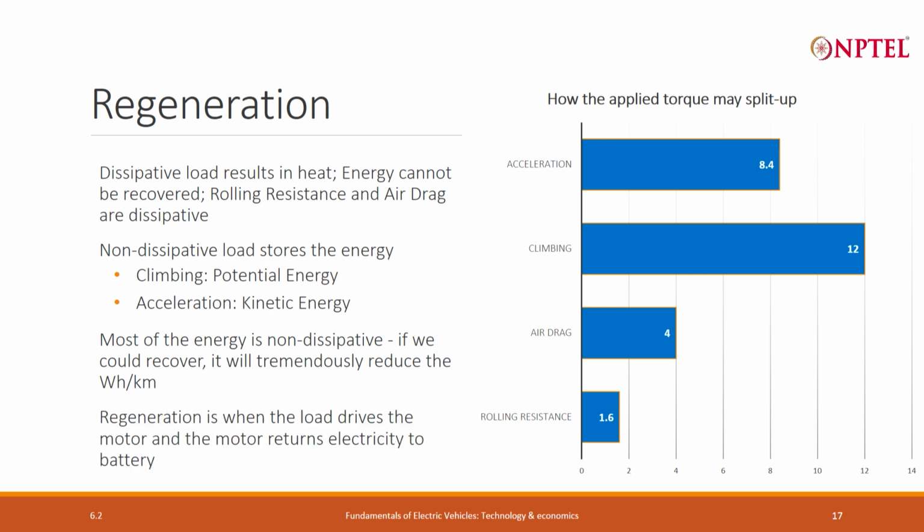This is called regeneration, and as you can see, a significant part of the torque is actually amenable for regeneration, and if we can achieve that to any reasonable degree, it will significantly bring down the consumption of energy from the battery source.